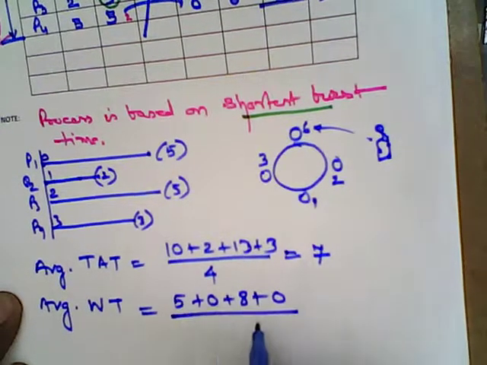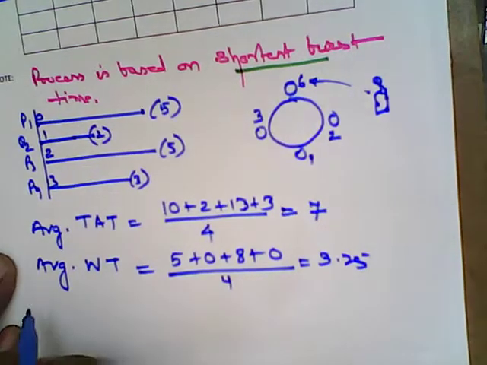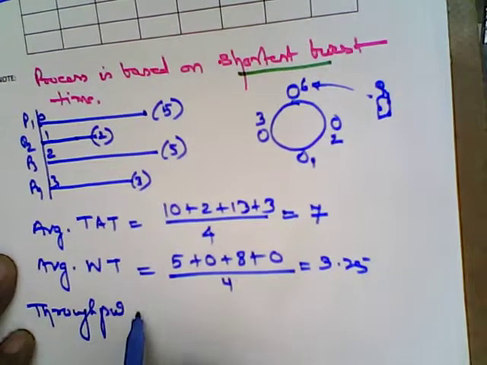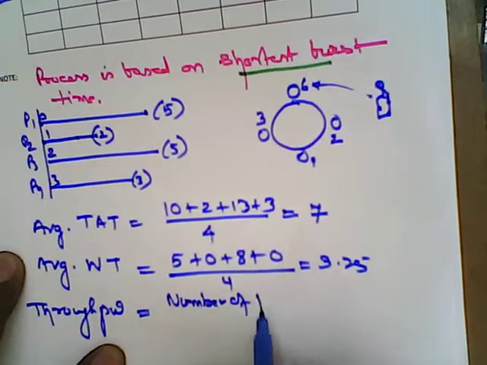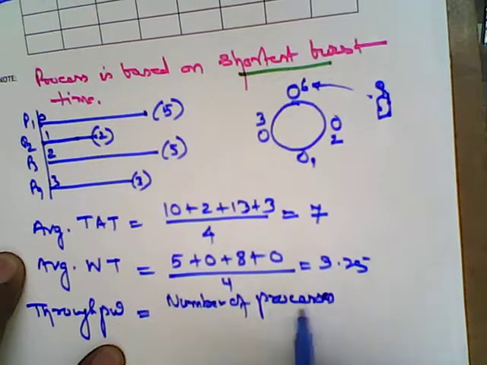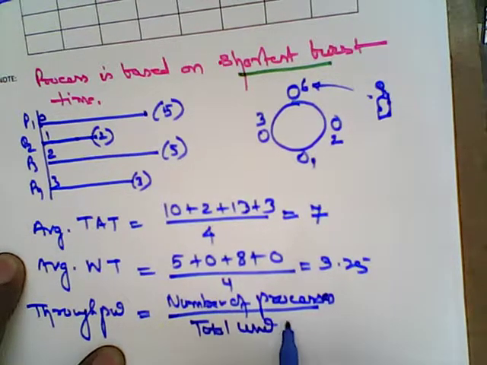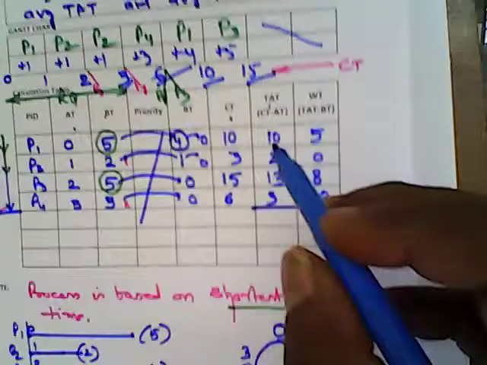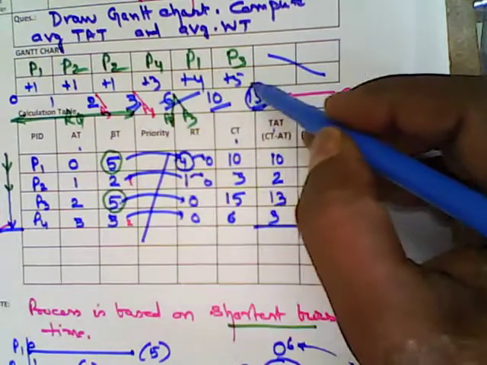Here also let us calculate throughput. Throughput is equal to the number of processes divided by the total unit time. Number of processes is how much? 4. Total unit time means this is the ending. The process ends after running the whole 4 processes, it ends at 15. So 15 is the total unit time. So that one comes to around 0.27.